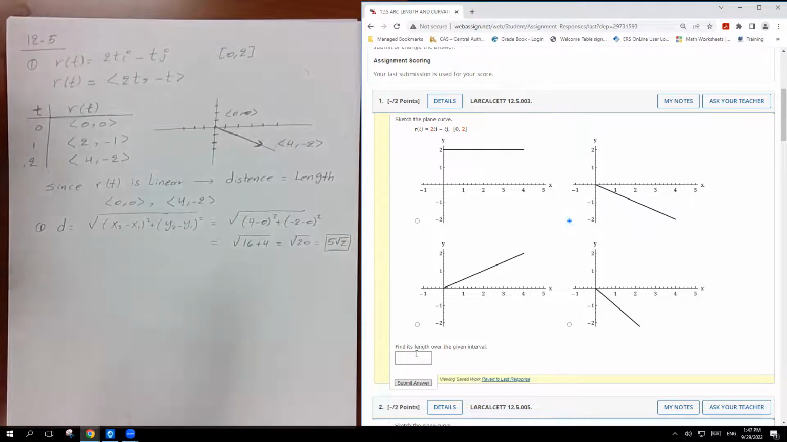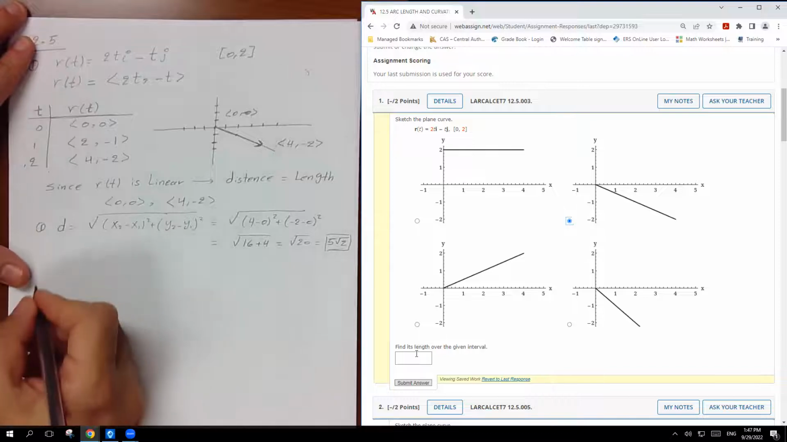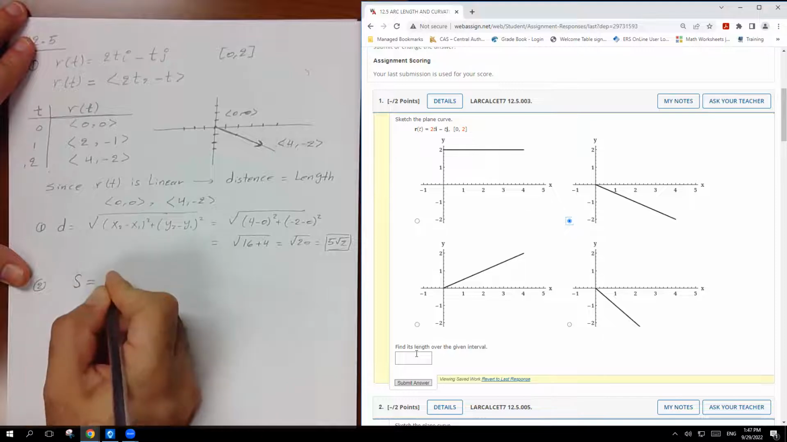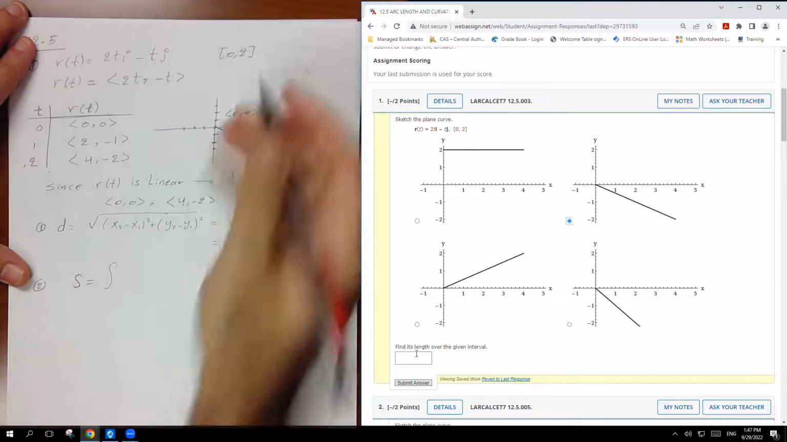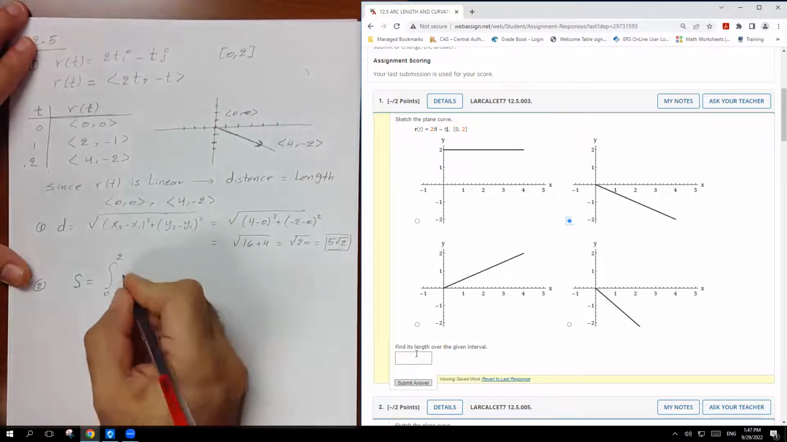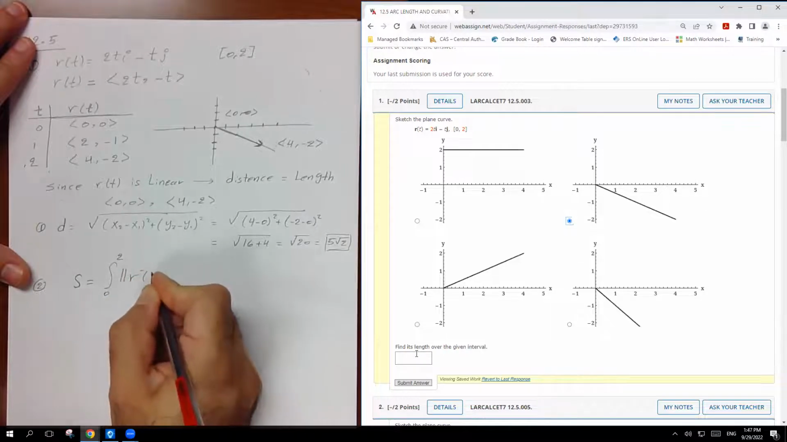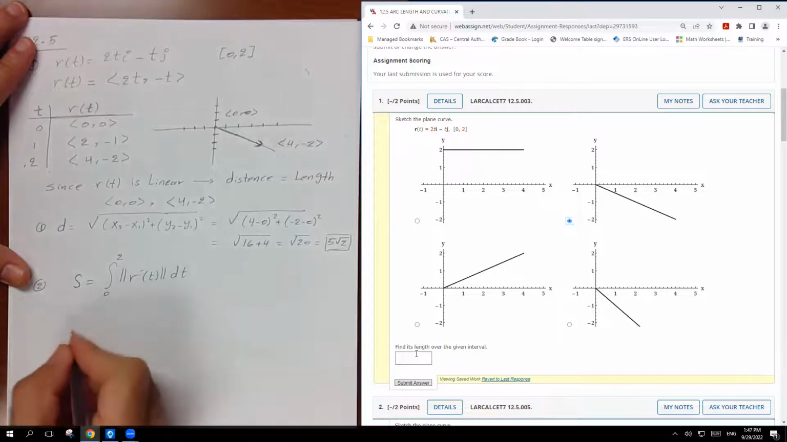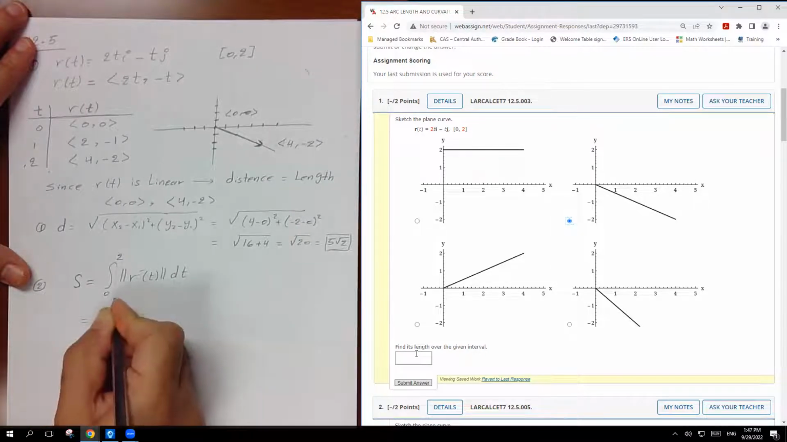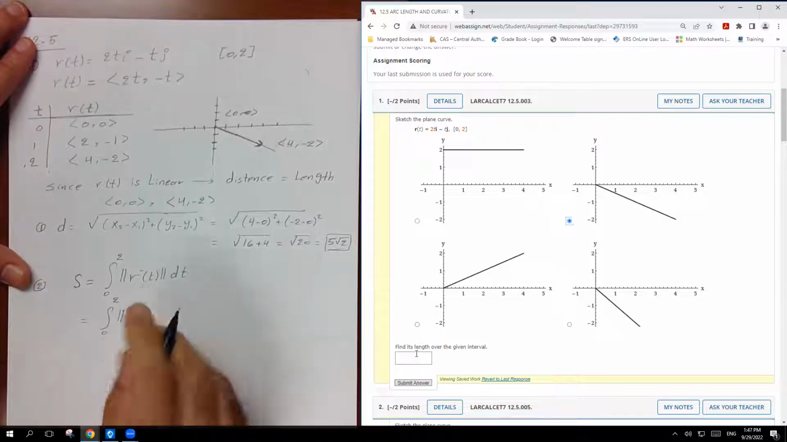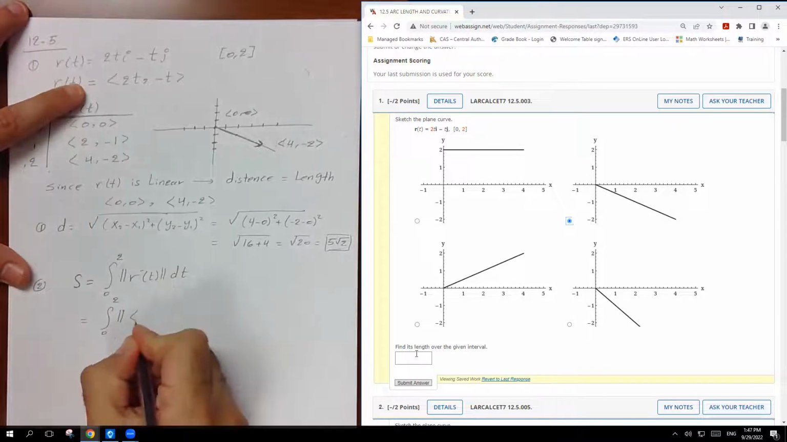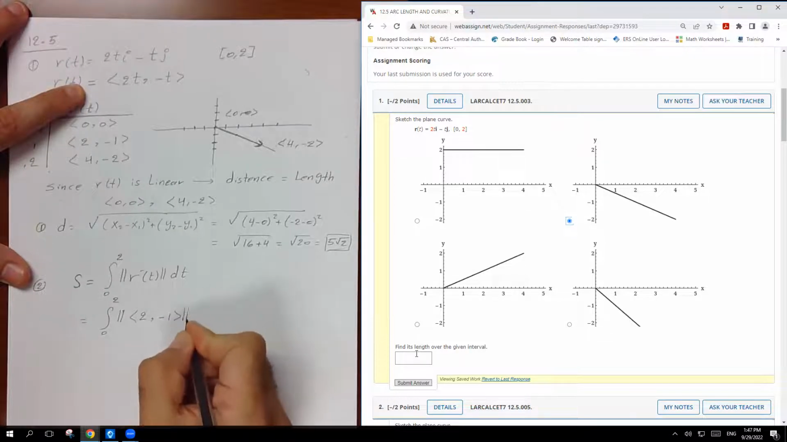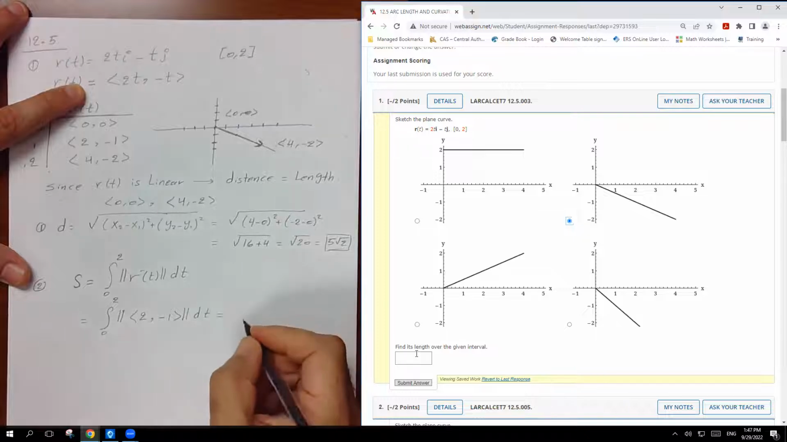If it's a curve, because we're working with curves now, here is the second way, which is the integral. The distance s is going to be the integral from 0 to 2 of the length of r prime of t with respect to dt. So that's the integral from 0 to 2 of the length of r prime, which is 2 and negative 1, dt.